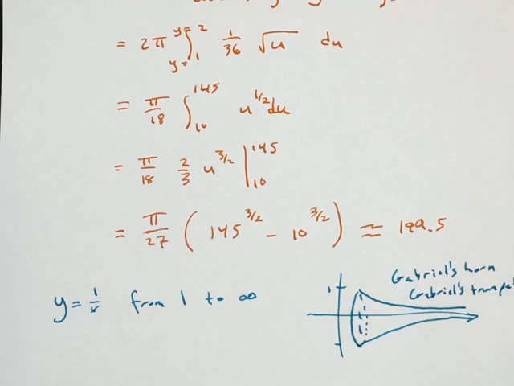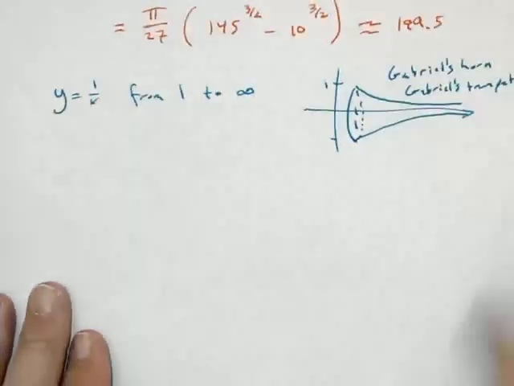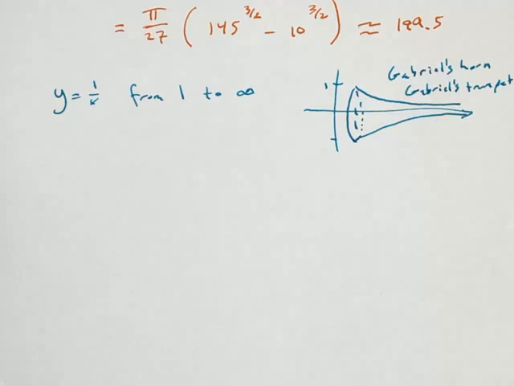And if you think of it, it kind of looks like the bell of a trumpet, but it's infinitely long, so only an angel can carry it. I'm rotating this around the x-axis. Let's find the volume.